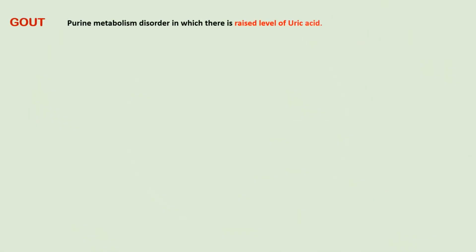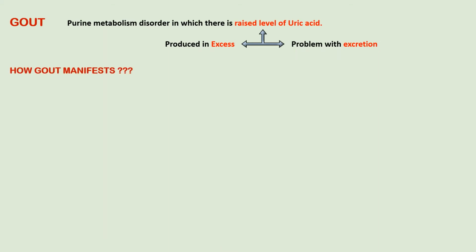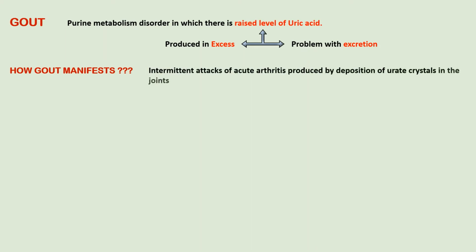Gout is a disorder of purine metabolism in which there is raised plasma uric acid concentration. This uric acid is a metabolite of purine. And this raised plasma uric acid may be mainly due to overproduction or impaired excretion of uric acid. Now the manifestation of this disease is the intermittent attack of acute arthritis produced by deposition of sodium urate crystals in the joints. Let's see the two types of hyperuricemia.